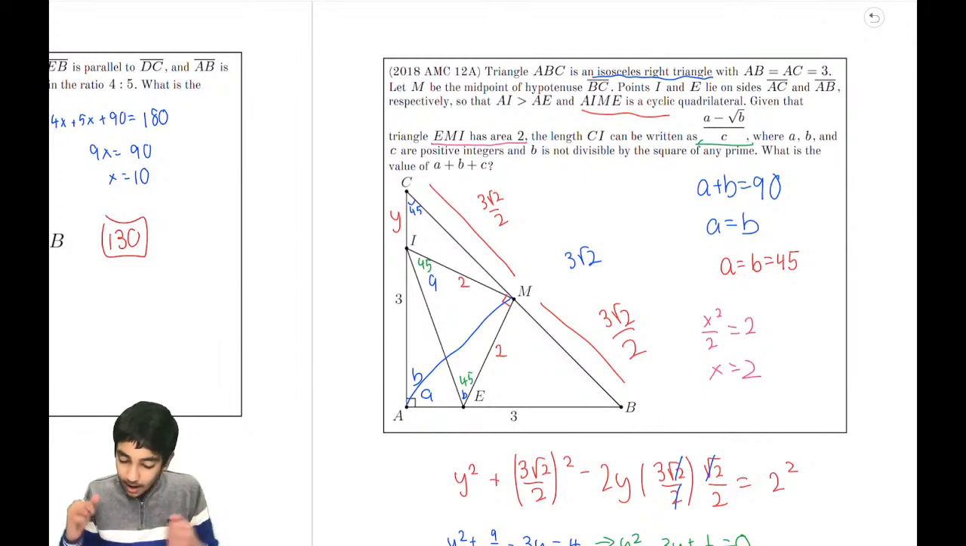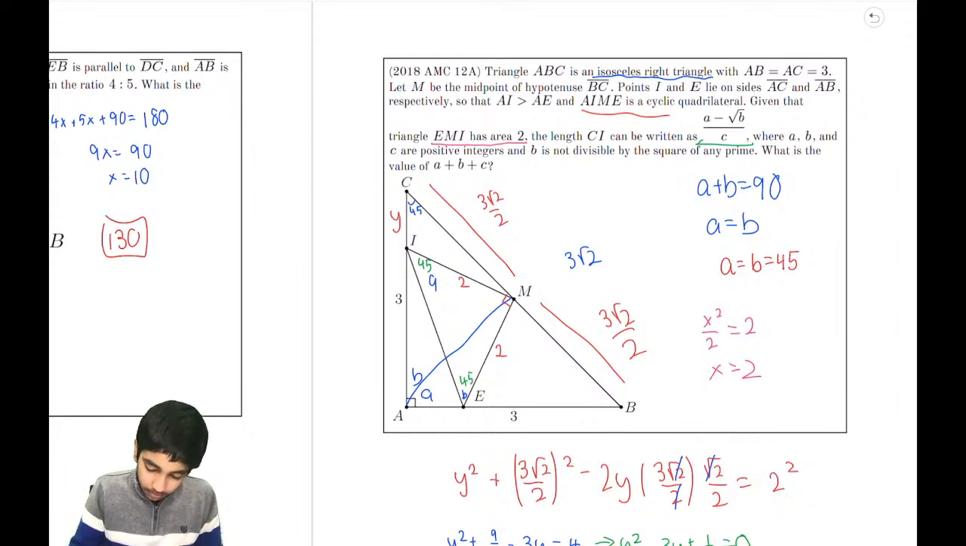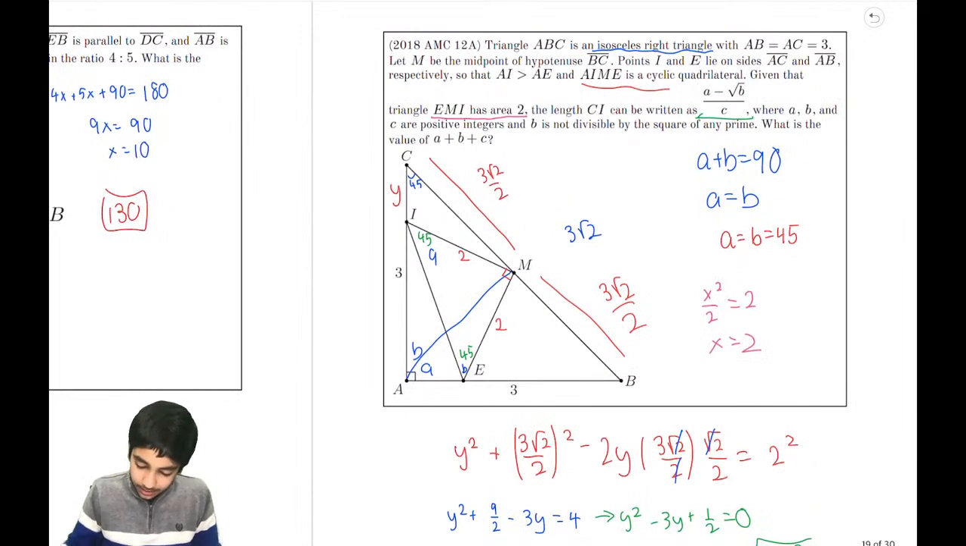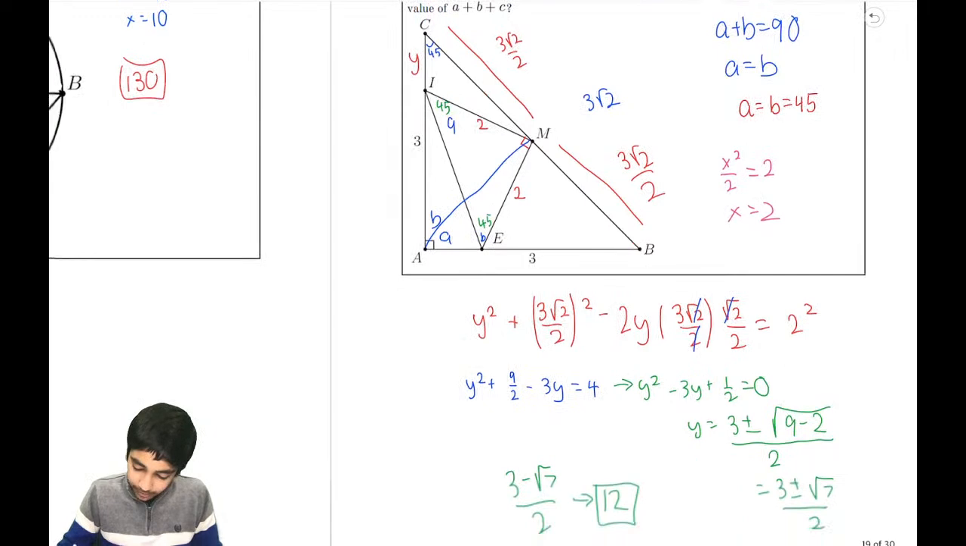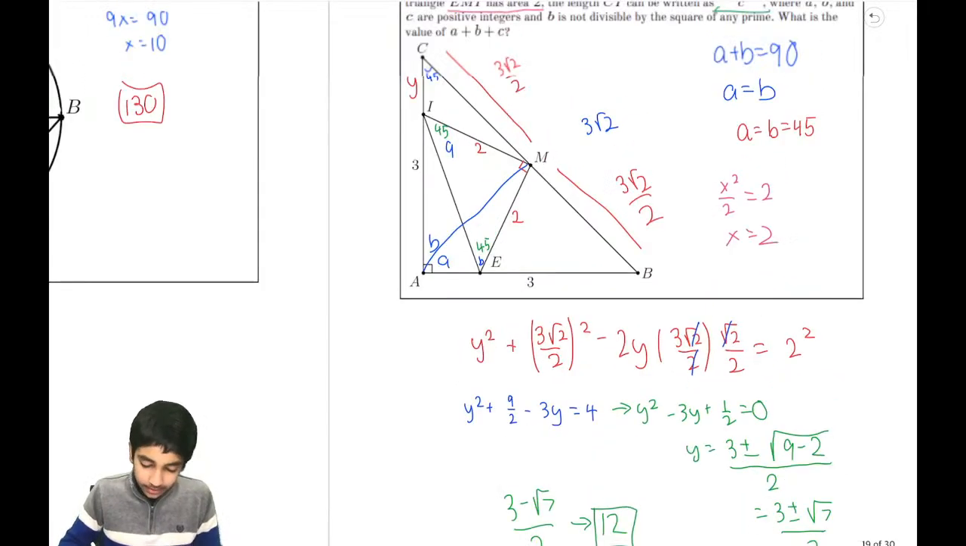That means A equals B, and the sum is 90, so A and B are both 45, meaning IME is a 45-45-90 triangle, and IM is 2, ME is 2. Then we apply the law of cosines with y squared plus (3 root 2) squared, minus 2y times, with our side length IM as 2. We solve this quadratic, we get an answer, and that's it.